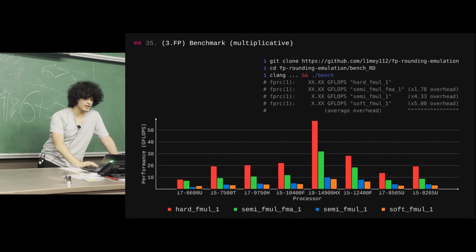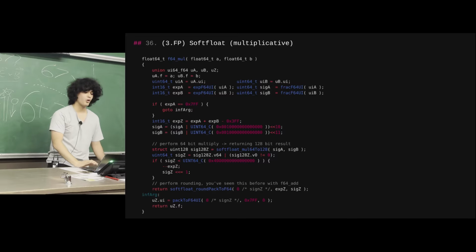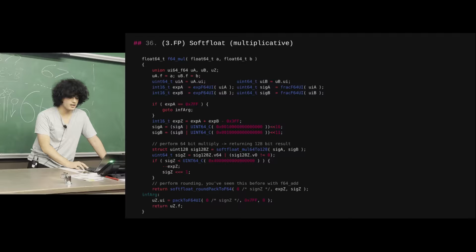So what happened, really? This is the Berkeley softfloat version of F64mul. It's so small that it can actually fit in one slide. Like the F64 add softfloat version, I optimized it as heavily as I could, given the assumptions. Remember that floating point addition is much more complicated in terms of branches, because you need to align the floating points. That's why it's slower.